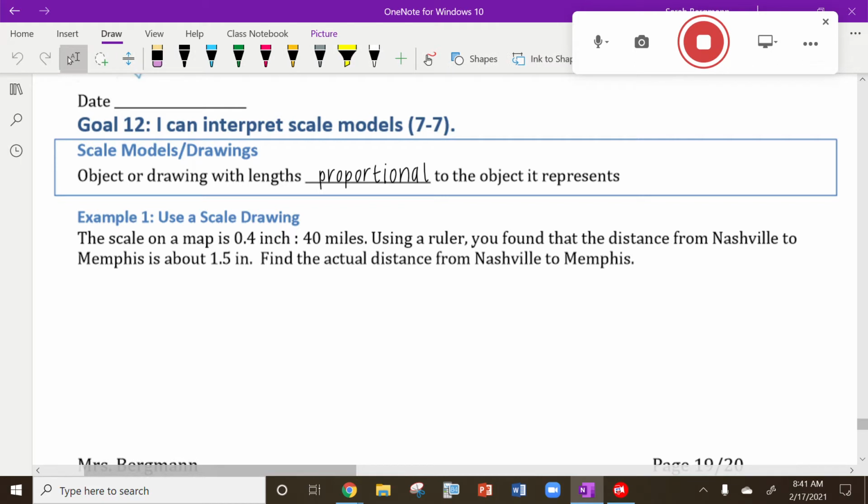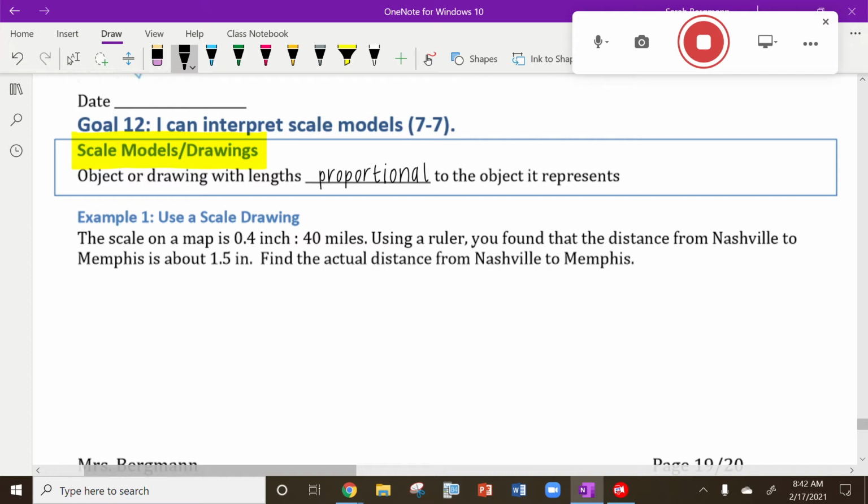Hi everyone! Today we're going to be learning about scale models. So I'm sure you all are familiar with some type of scale model or drawing. They appear in a lot of places on maps, or a lot of times they are in a drawing book when you want to copy an image.